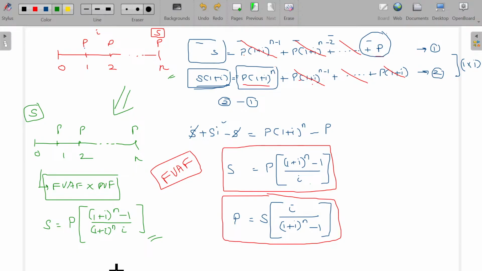Sir, can you explain this rather than multiplying with these two formulae and working this way, sir? We can work out that way also. Let's see if you are clear. I'll move on to the next one.